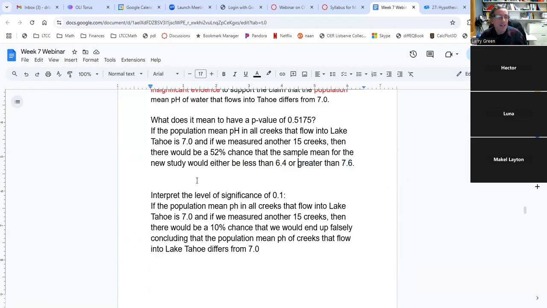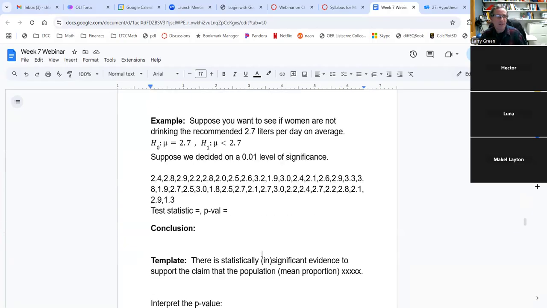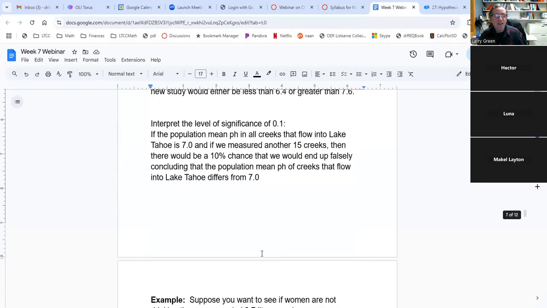Okay. To interpret the level of significance, if the population pH in all creeks that flow into Lake Tahoe is 7, and if we measured another 15 creeks, then there would be a 10% chance that we'd end up falsely concluding that the population pH of creeks that flow into Lake Tahoe differs from 7. Okay. Any questions on that? I'm going to do a bunch of examples today. That's the plan. So we've done 2. We're going to get a few more.